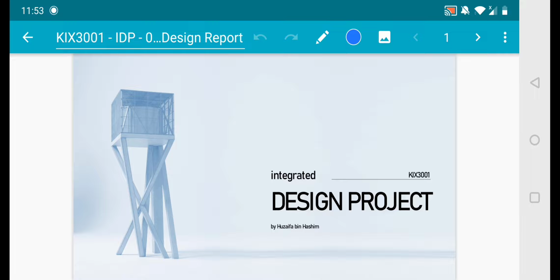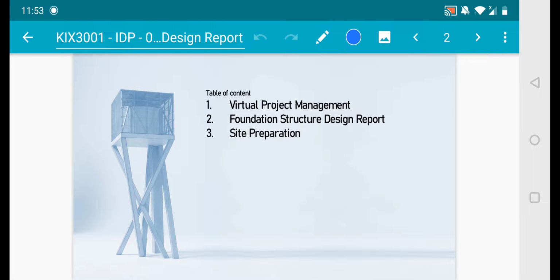Welcome back to the Integrated Design Project KIX 3001. Now we've looked into the first topic, which is on virtual project management. Really hope that it actually helps you in managing projects virtually among your friends, and you can actually see or distinguish the very best setting for this type of setting at the moment.